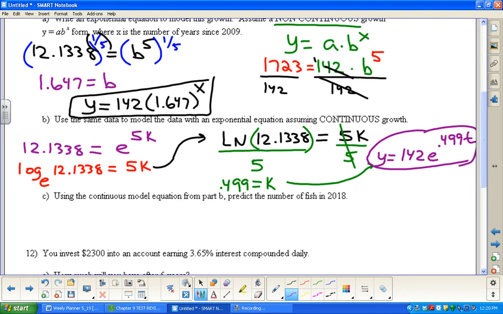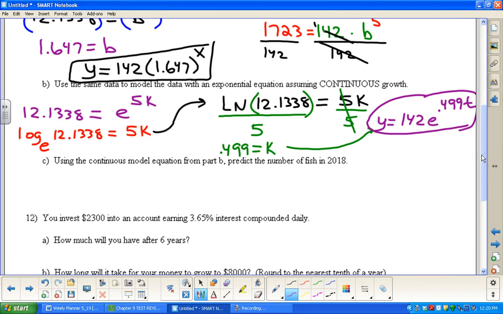So if we want to make a prediction now in part C, using the equation we just got, how many fish would we expect in the year 2018? That's 9 years since we started. Remember, we started in 2009. So all I'm going to do is take that 9, throw that in for t, and calculate this out. So the number of fish will be the 142 times e to the 0.499 times 9.